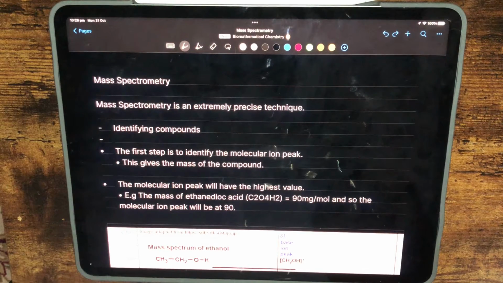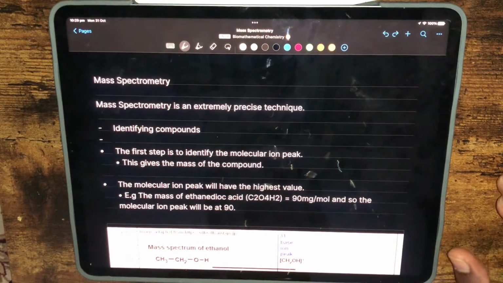Now, mass spectrometry is an extremely precise technique. The theory is covered mostly in the physical chemistry section. So this is the organic section. When I get to the physical chemistry section, I'll go more into the depth of how mass spectrometry actually works. But today I'm just going to be going through how to actually read the spectra and general things like that. So let's get into it.